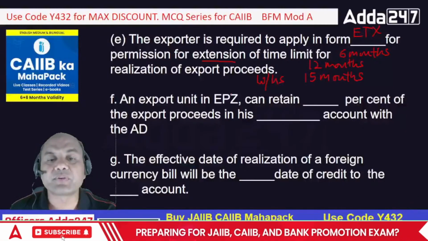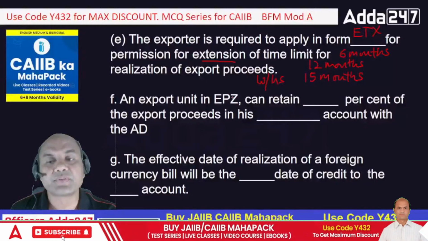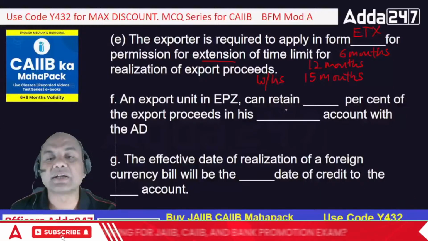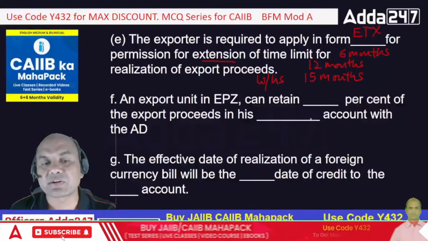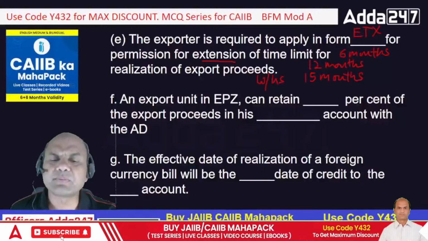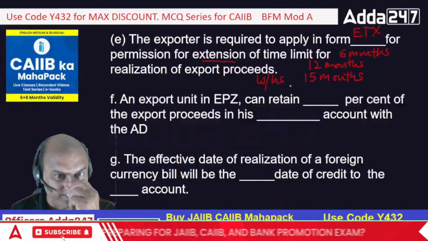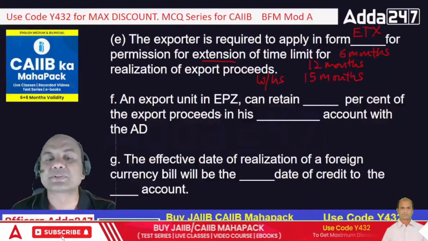An export unit of EPZ. EPZ means what? Export Processing Zone. Okay. An export unit in EPZ can retain dash percent of the export proceeds in his dash account with the AD. So what do you mean by this? An export unit in EPZ can retain dash percent of the export proceeds.